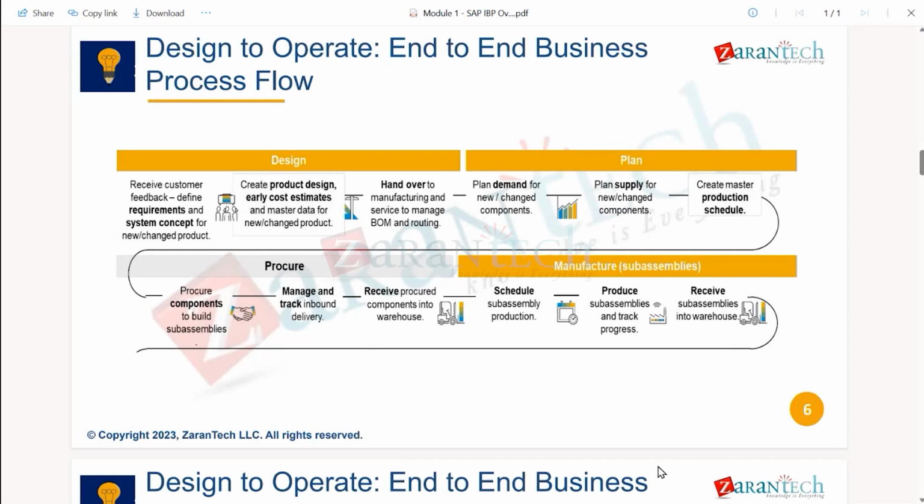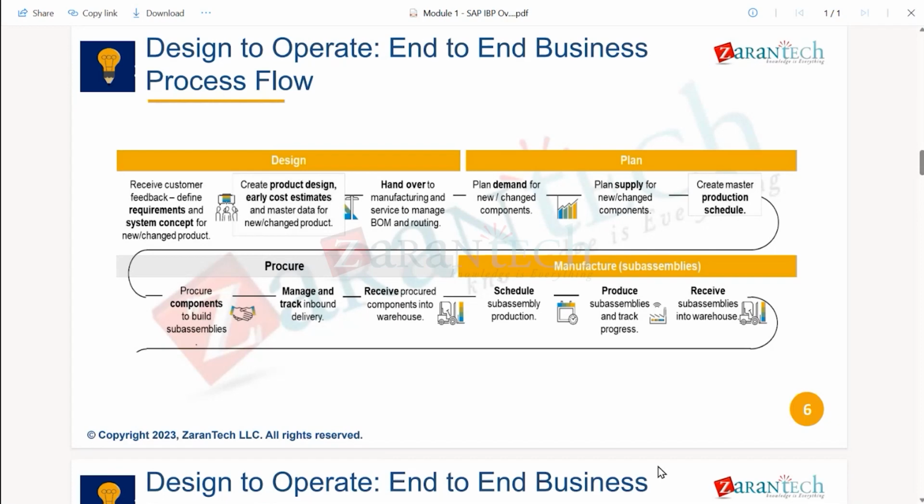The next one is procure. There are two options: either procure the components to build the sub-assemblies, or procure the raw materials to produce the finished goods. Or in some cases, some manufacturers directly procure the finished good from a third-party vendor. These products are already designed with a third-party manufacturer, and they will get it produced.